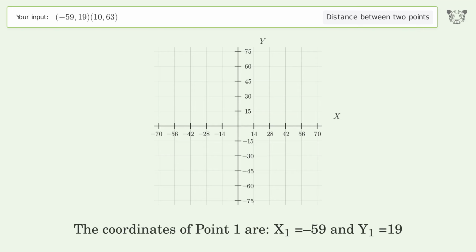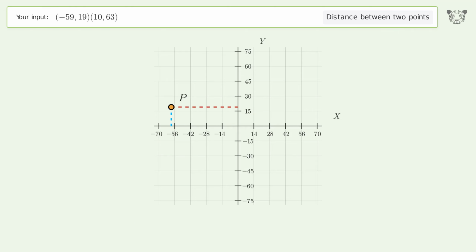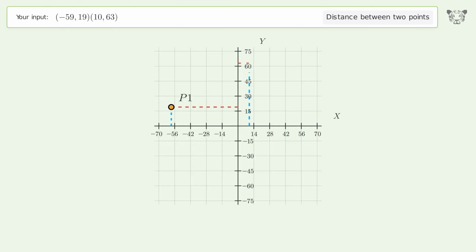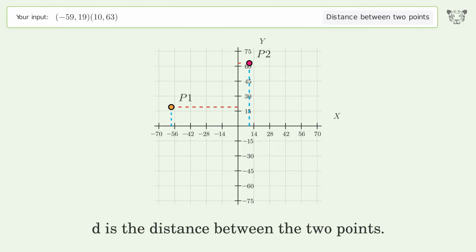The coordinates of point 1 are, x1 equals -59 and y1 equals 19. The coordinates of point 2 are, x2 equals 10 and y2 equals 63. D is the distance between the 2 points.